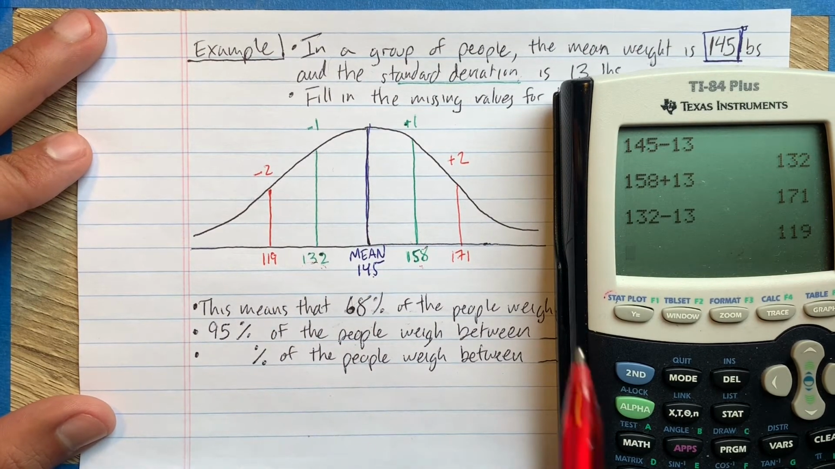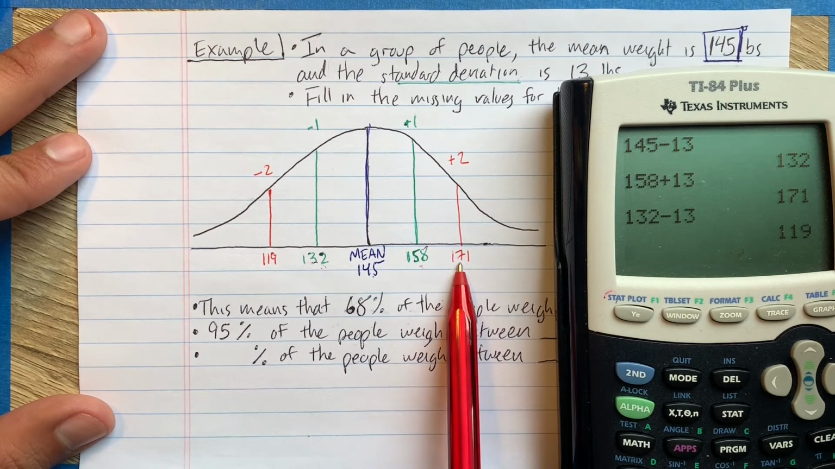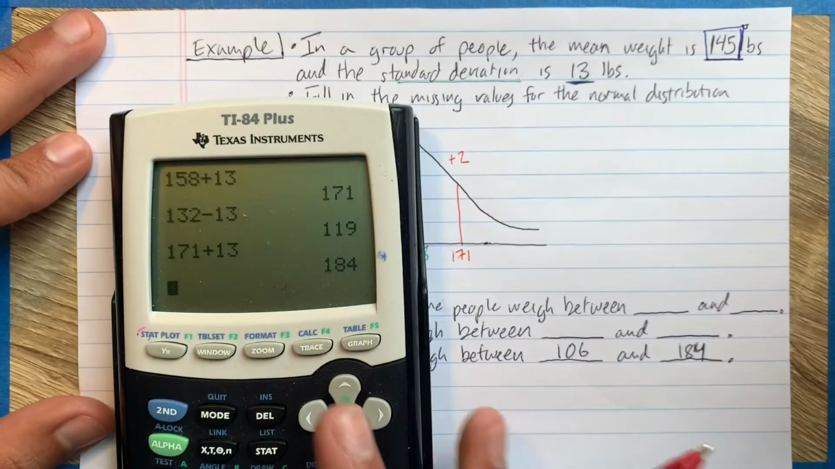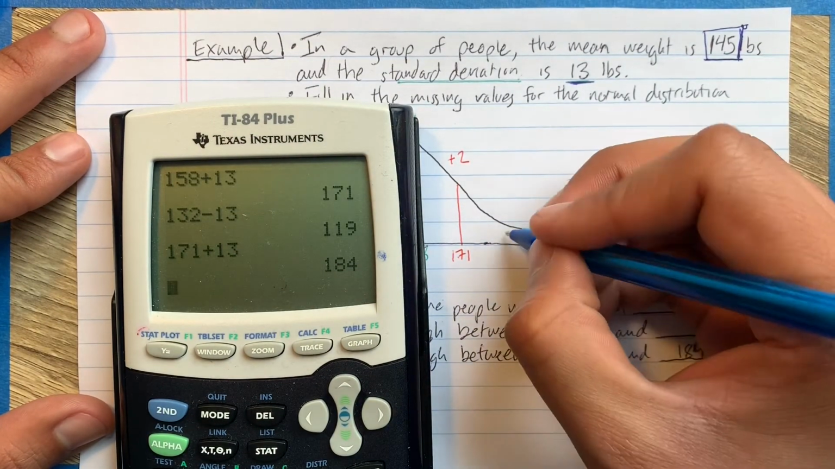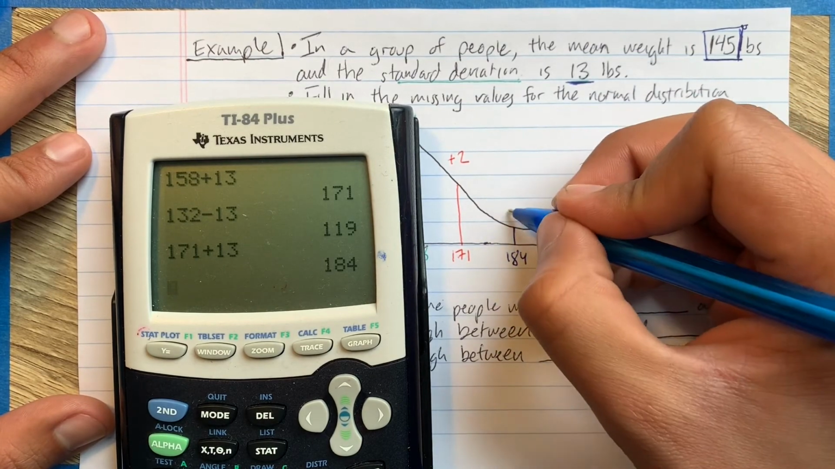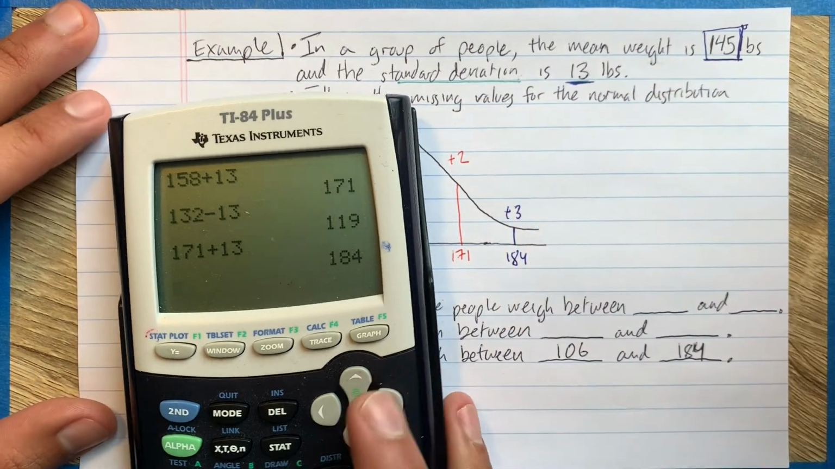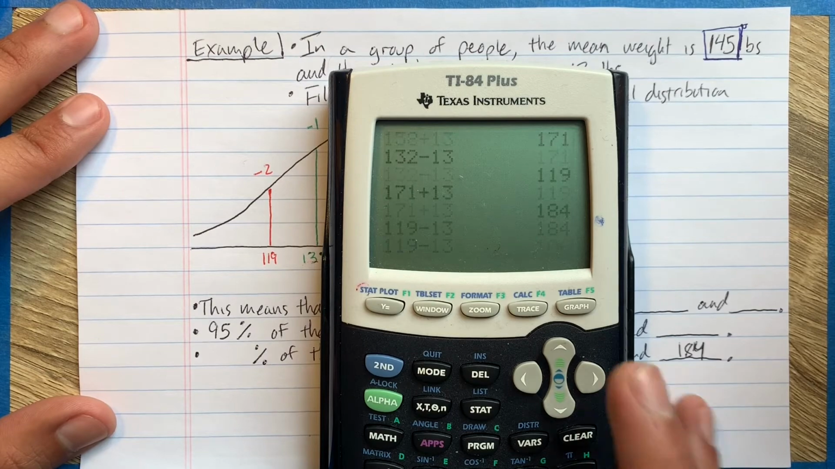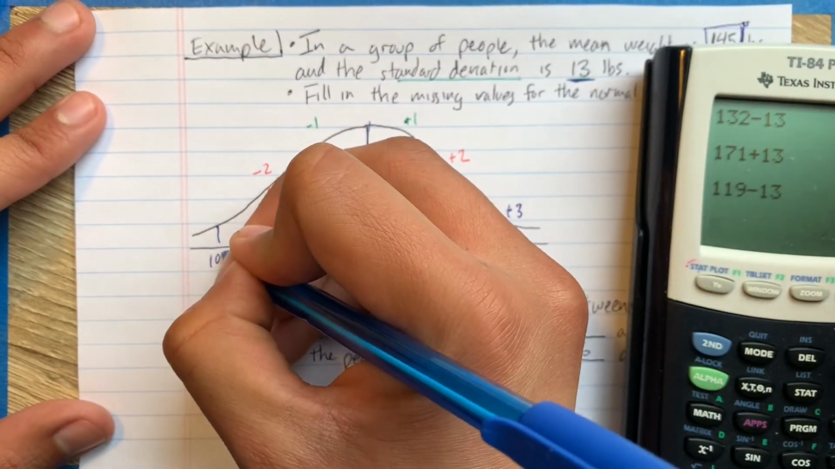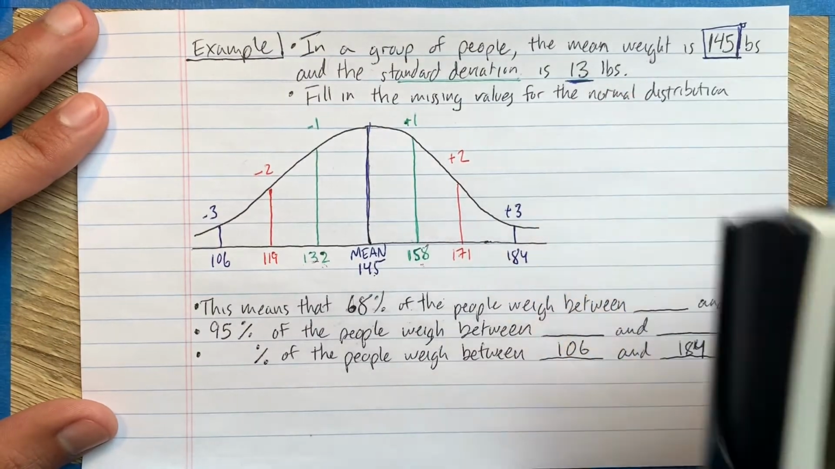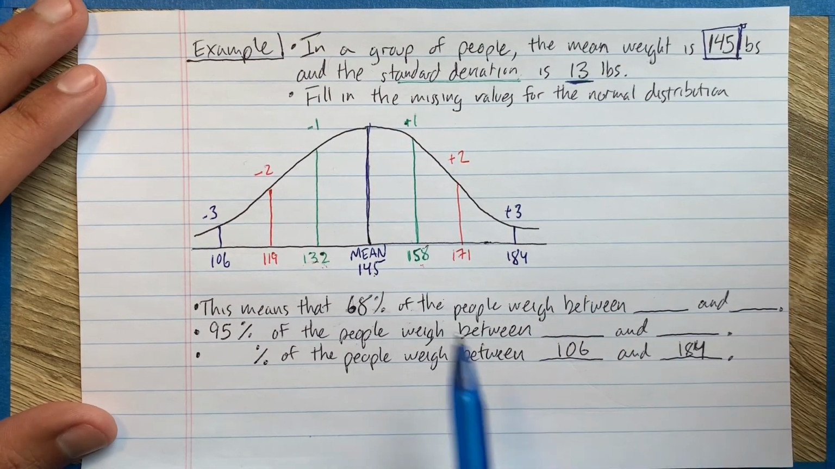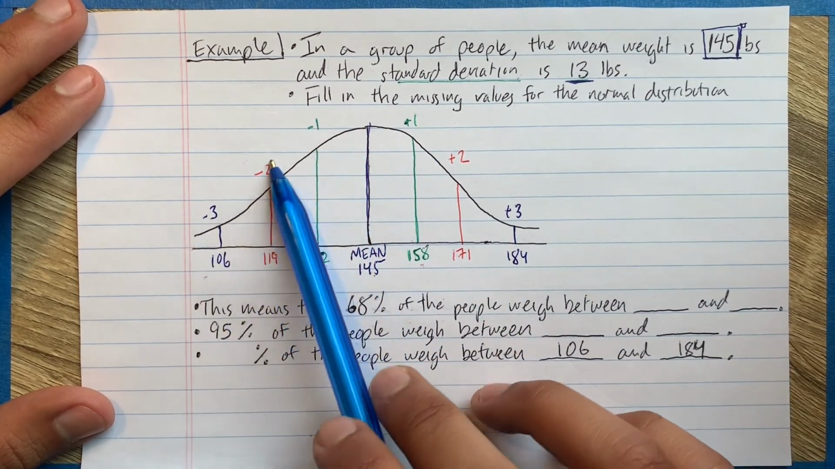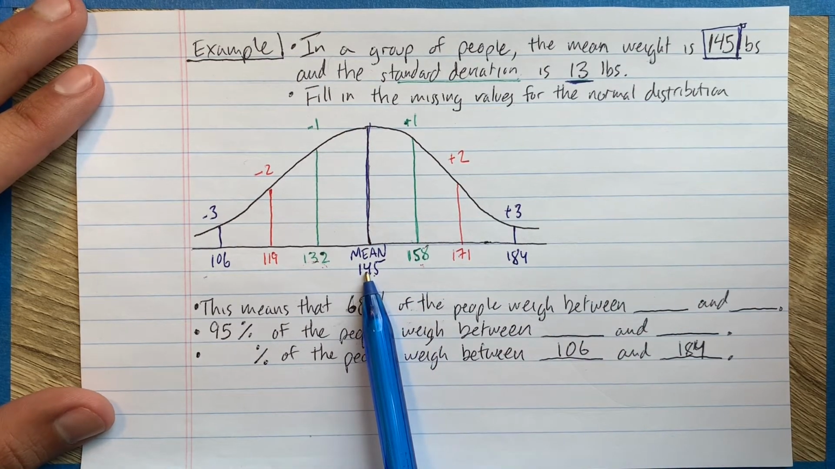Lastly, let's plot the third one. To plot the third standard deviation, I'm just going to add 13 again to 171, and what we have is 184. We can also subtract 13 from 119, and we get 106. So that's 3 standard deviations below the mean. Now this makes a little bit more sense. Below here we have the weights of different people, and here we have the standard deviations away from the mean.